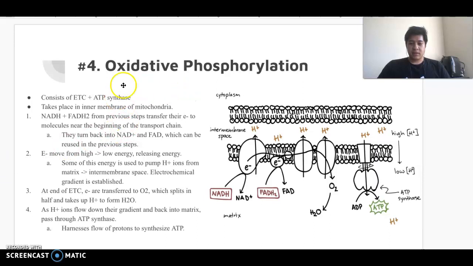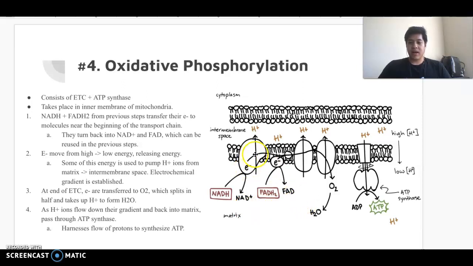And finally, step 4, which is oxidative phosphorylation. Again, this consists of the electron transport chain plus ATP synthase, and this takes place in the inner membrane of the mitochondria. So you can see here that the NADH and FADH2 from previous steps transfer their electrons to the molecules near the beginning of the transport chain. And they also turn back into NAD+ and FAD, which can be reused in the previous steps.